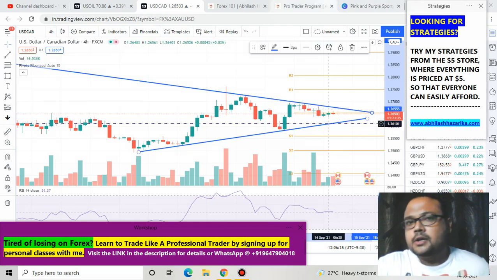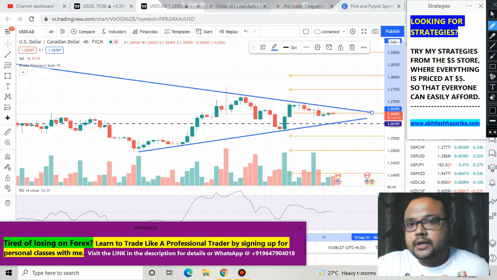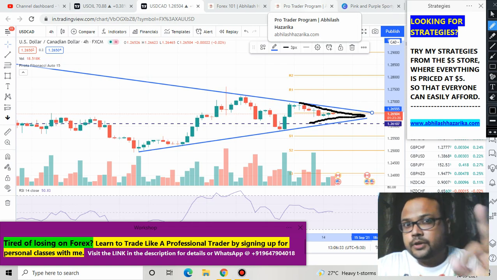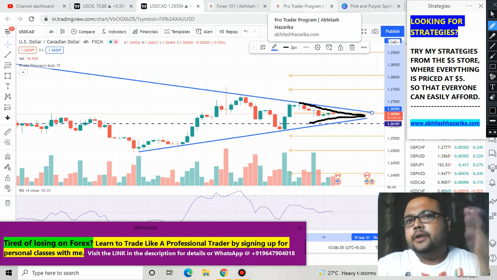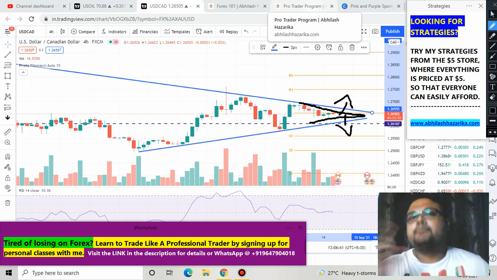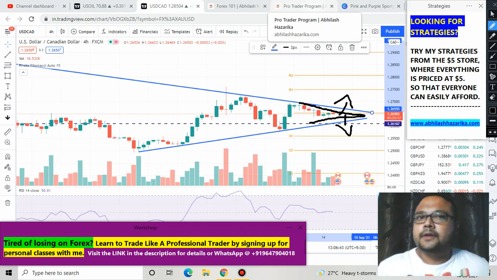So as long as the market is trading in this narrow range here, no need to do anything, no need to buy, no need to sell, just wait for the perfect opportunity. You'll get a perfect opportunity once the market gives you a breakout towards the upside or towards the downside. Just keep in mind that if the market crosses a level, wait for 4 to 6 hours, so that you get the confirmation that it is a proper breakout, not a false breakout.